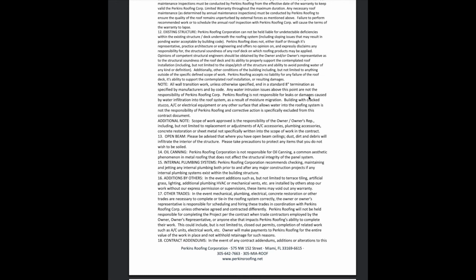Perkins Roofing is not responsible for leaks or damages caused by water infiltration into the roof system as a result of moisture migration. Buildings with cracked stucco, AC, or electrical equipment, or any other surface that allows water into the roofing system is not the responsibility of Perkins Roofing, and corrective action is specifically excluded from this contract document. So just some additional protection in the event that you don't do what we tell you to do. If we find stucco cracks or something like that, any issues that are not corrected.